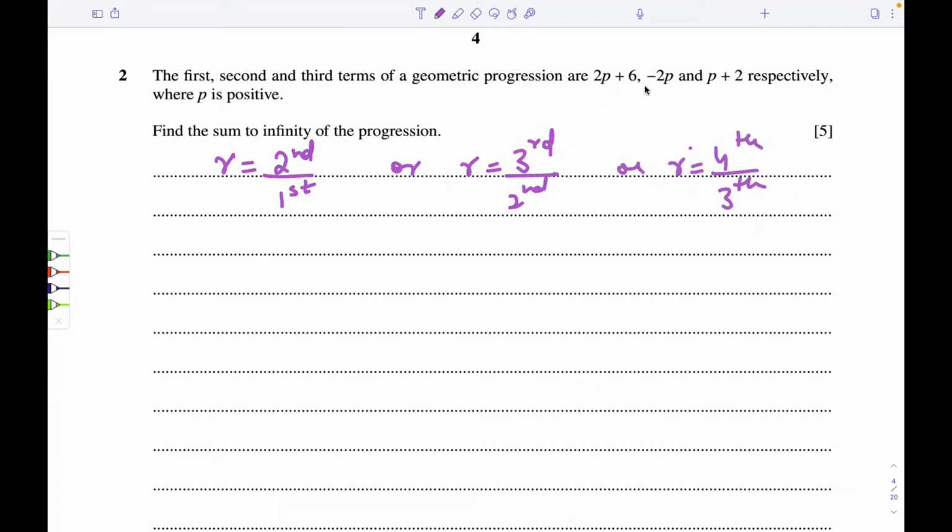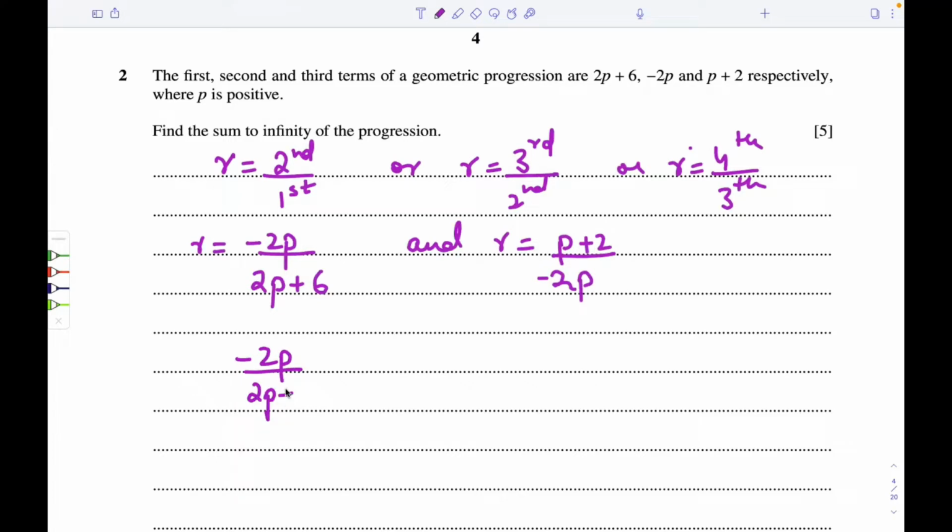Now we know that the second term is −2p, so we can write R = −2p divided by the first term, which is 2p + 6. And R can also be written as the third term, which is p + 2, divided by −2p, which is the second term. As it is a single geometric progression, the common ratio must be the same. So we can equate these two expressions and find the value of p.